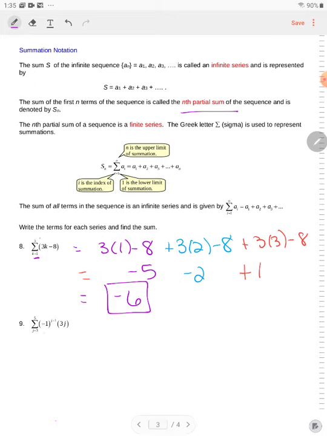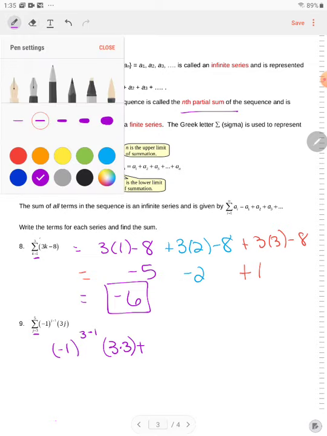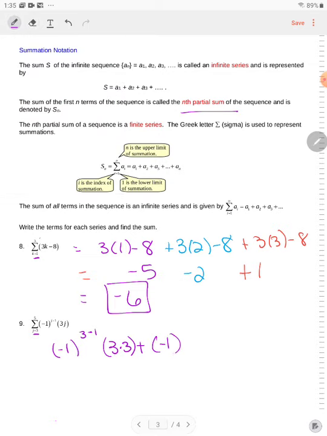Okay, this one, 9, is a little tricky. You go from 3 to 5. See the 3 down here? So I'm going to do negative 1 to the 3 minus 1, times 3 times 3. Now I go to 4. Okay, not yet. We're going to do negative 1 to the, we're going to put in 4. And that was a plus sign here, so it was 3 plus 1. So we're going to do 4 plus 1 times 3 times 4.